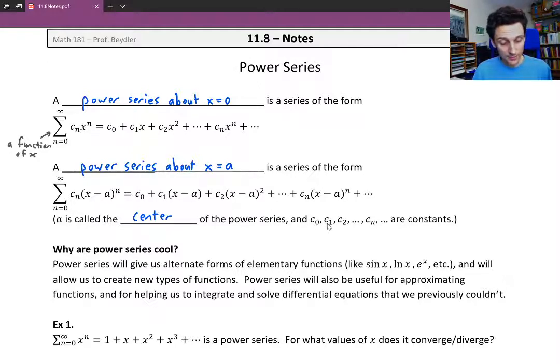And these c sub 0, c sub 1, c sub 2, and so on, these are just constants for the power series. They could be a function of n, but at the end of the day, they're constants. And then the x part is the variable part.